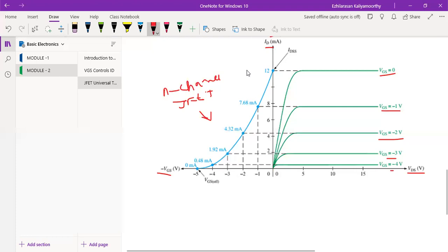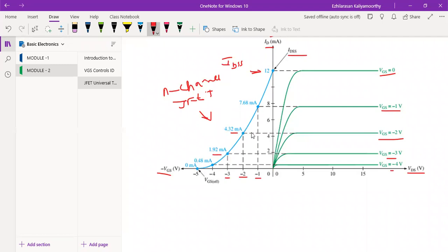See the IDSS, let me say this 12 is nothing but your IDSS, which is given, that is the maximum current. Then here this will be 7.68 when VGS is equal to minus 1. Next, 4.32 milliampere will be for minus 2, then 1.92 milliampere for VGS equal to minus 3.